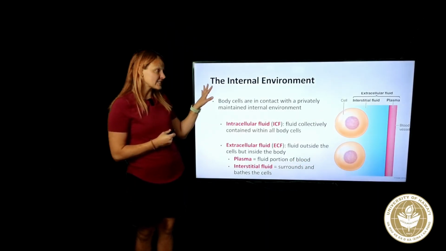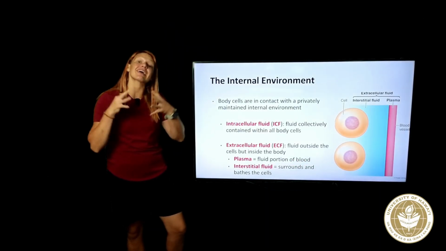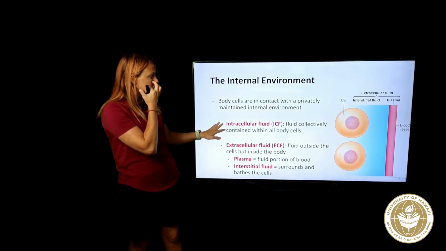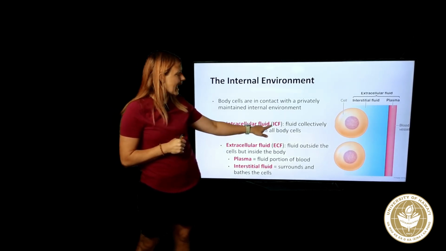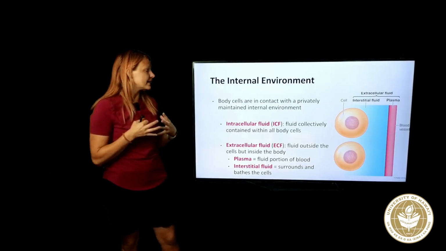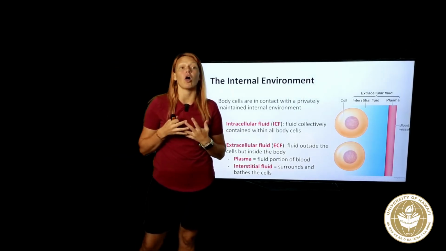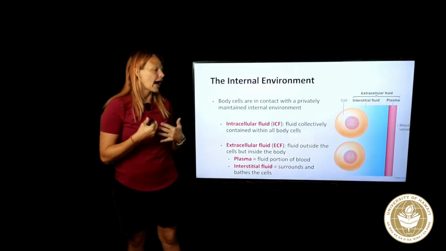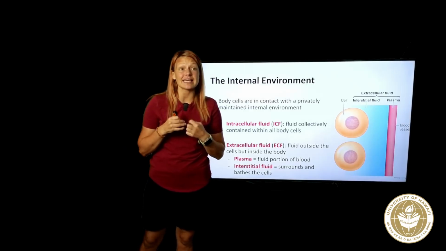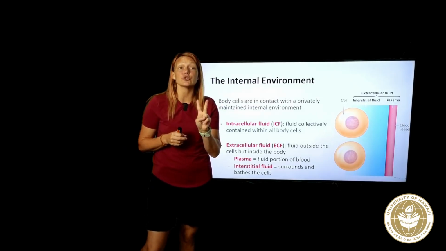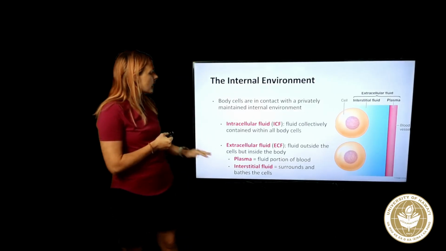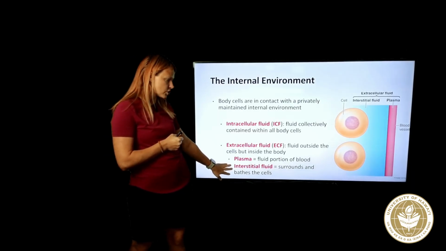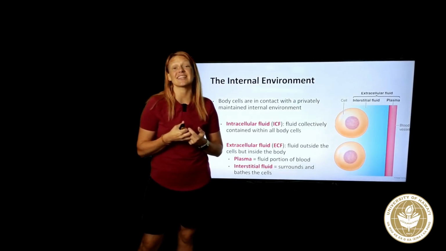So for this internal environment, the body cells are in contact with a privately maintained internal environment. The intracellular fluid, known as the ICF, is the fluid that is collectively contained within all body cells. The extracellular fluid is a fluid outside of the cells, but it's still inside of the body. And it's made up of two different components: the plasma, which is the fluid portion of the blood, and the interstitial fluid. This surrounds and bathes the cells.